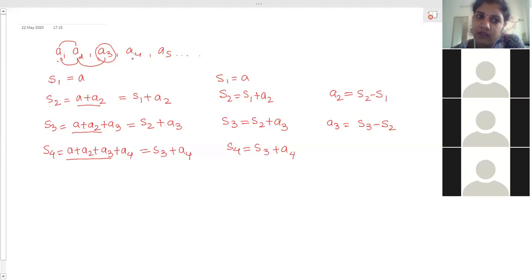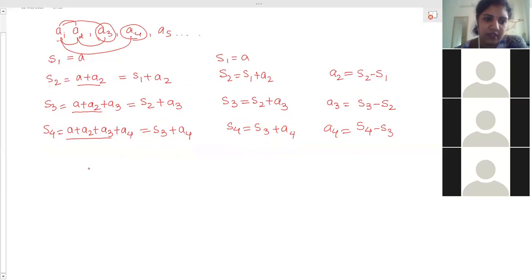What about A4? S4 minus S3, the sum of four terms minus the sum of three terms. We will get this term. So A4 is S4 minus S3. Clear? Yes, ma'am. Now we have been given the value of Sn.